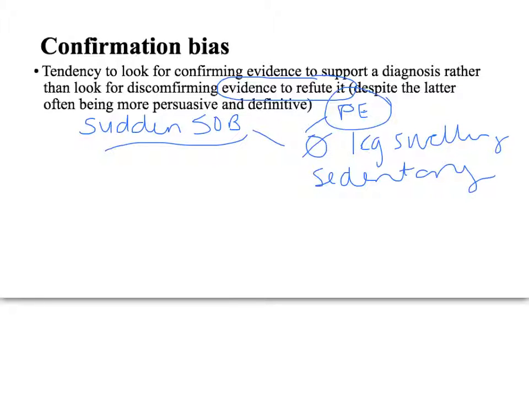Another bias that can happen is called the unpacking principle. In the unpacking principle, what's going on is that you're failing to elicit all of the relevant information when trying to make your differential diagnosis. And so then you miss things. You miss diagnosis.